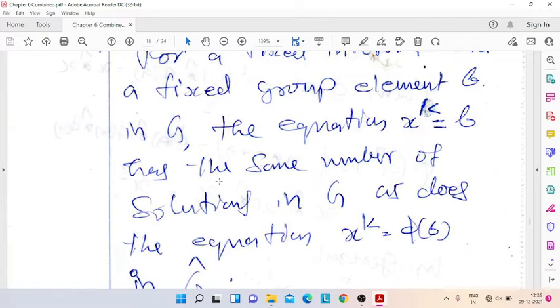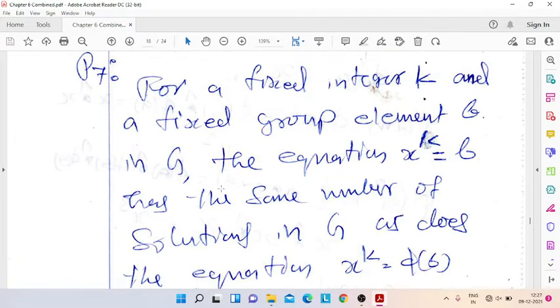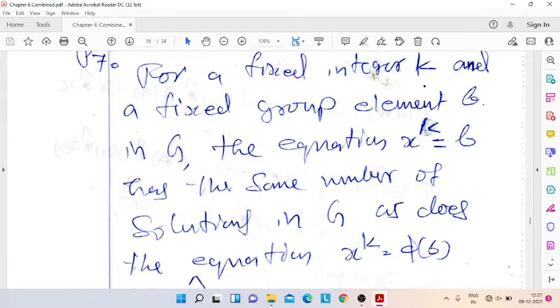See, we have the two groups G and G cap. The second group is G cap, the isomorphic image of the first group. And then there will be the isomorphism phi from G to G cap.